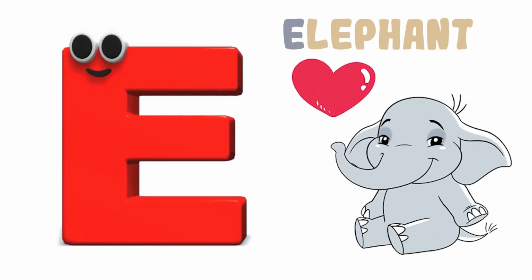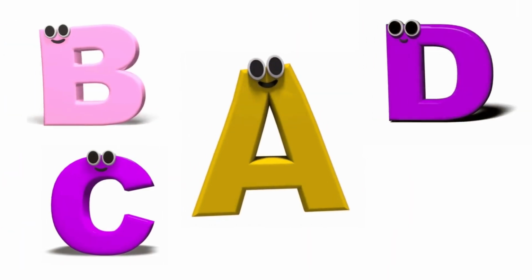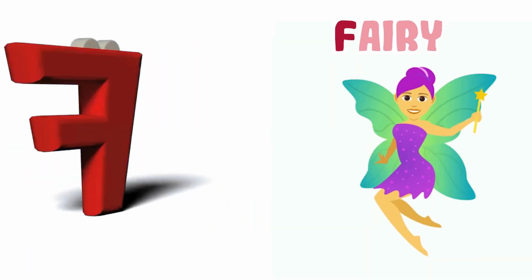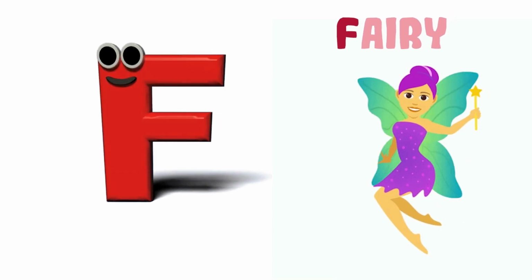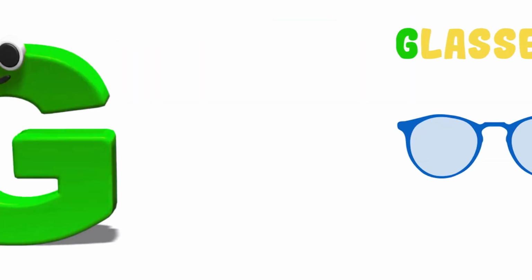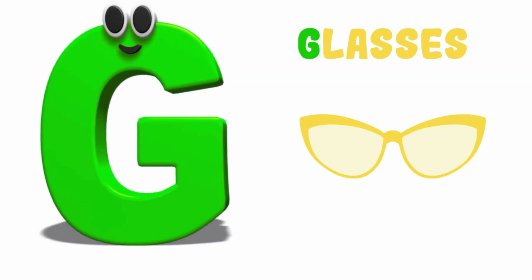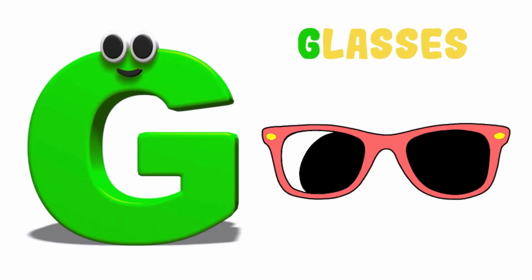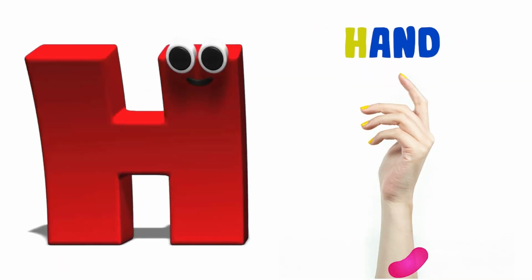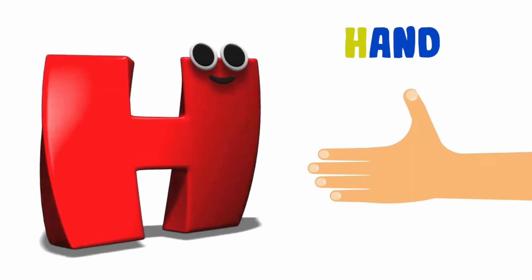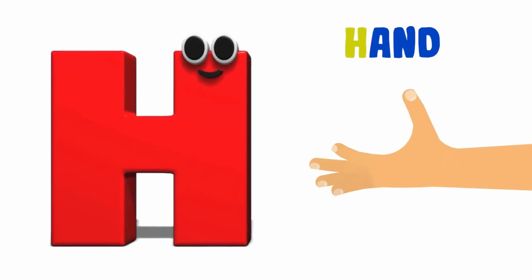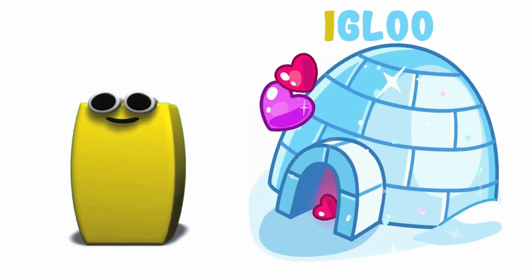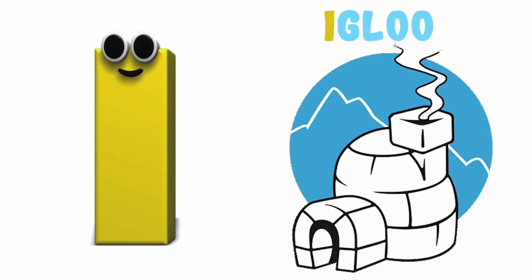E, elephant. F is for fairy, f, fairy. F, fairy. G is for glasses, g, g, glasses. G, glasses. H is for hand. I is for igloo, I, I, igloo.